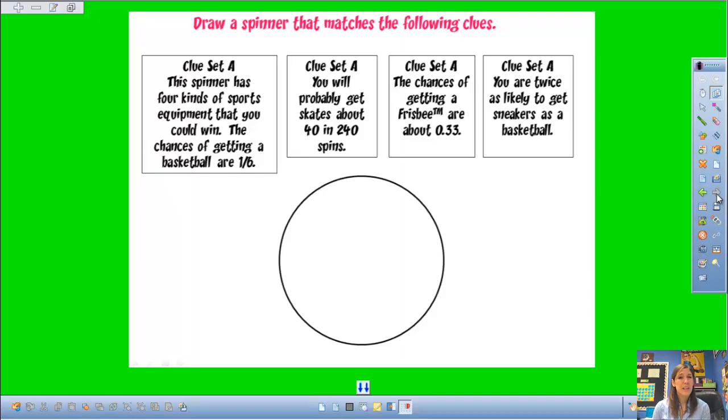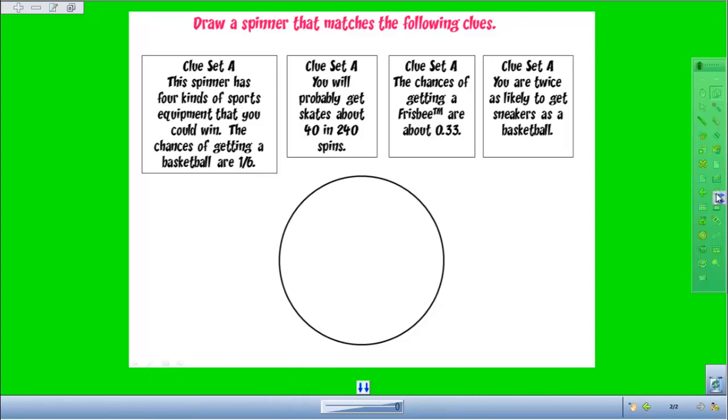Okay, now we're going to go through an example together so you have a good idea of what you need to do in your group. So I need you to open up your yellow packet to the page that says draw a spinner to match these clues. It's that first one. It has 4 boxes of clues and then a circle. And we are going to do that one together.